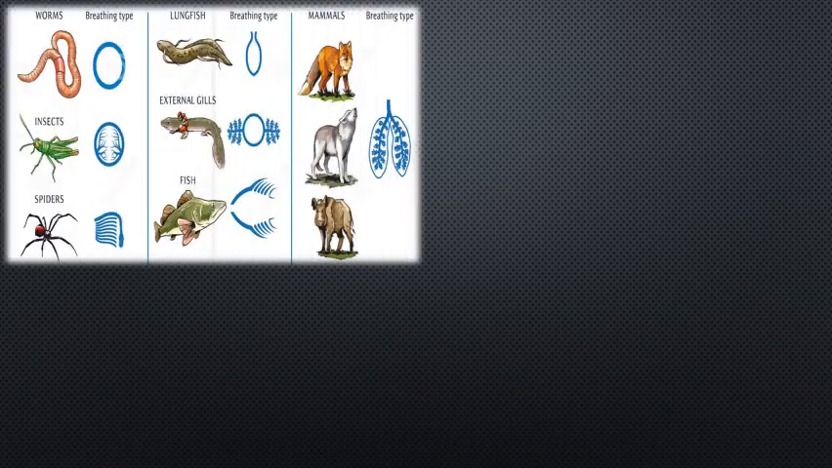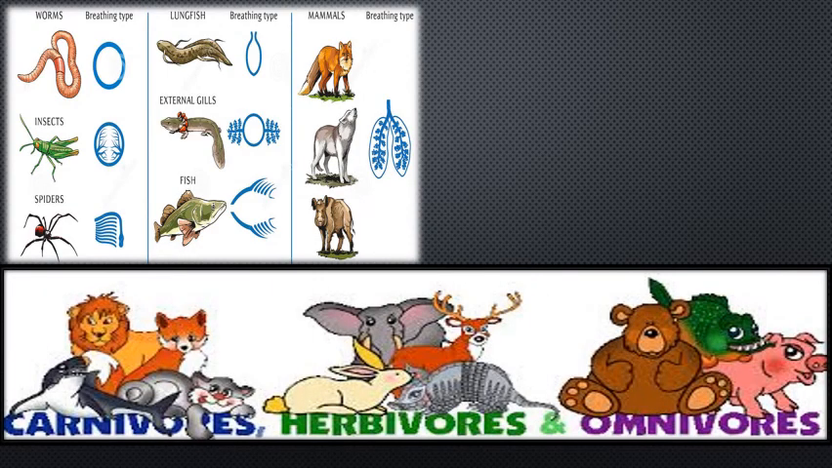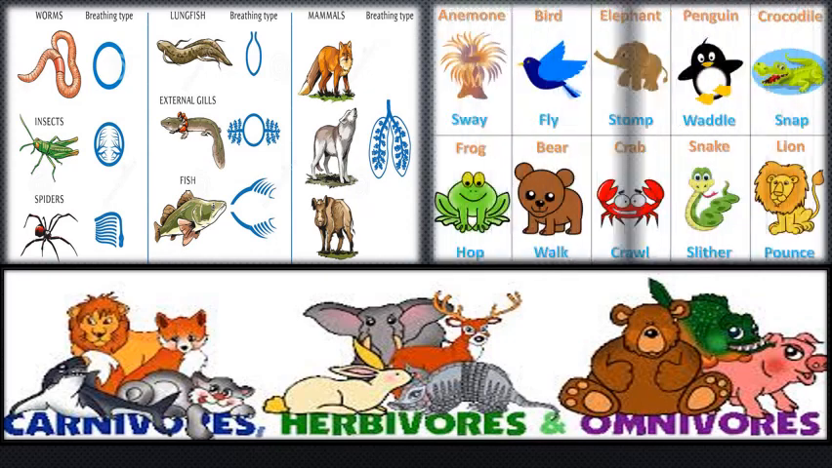In this chapter we have learned the breathing process in different animals, feeding habits of different animals, and movement in different animals. We have learned that insects respire through spiracles, fish respire through gills, and mammals, birds, and reptiles respire through lungs. Lungs and gills are full of small tubes called blood vessels.